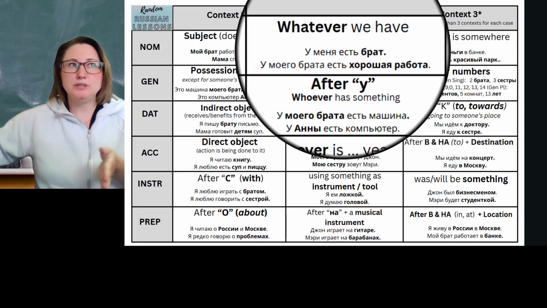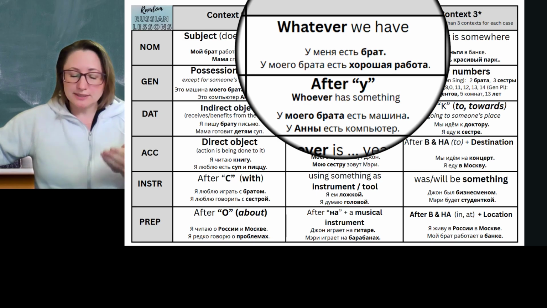So to say "У меня есть брат," I have a brother, whatever we have is the subject of a sentence. Once we go into the next tutorial, we'll talk about genitive because whoever has something is genitive. But what we have or who we have is the subject of a sentence. "У меня есть брат," I have a brother, brother is the subject of a sentence, it will be nominative. The next sentence is "У моего брата есть хорошая работа." My brother has a good job.